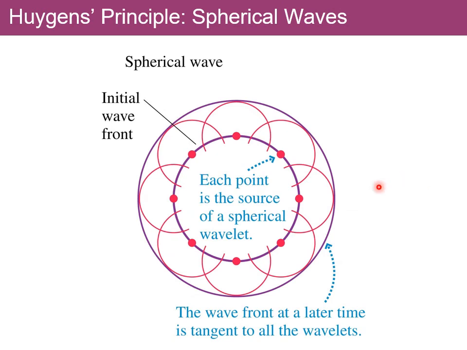If instead we have a spherical wavefront initially, the wavefront at some later time will be tangent to each of the wavelets, and the new or later wavefront will be spherical as well.